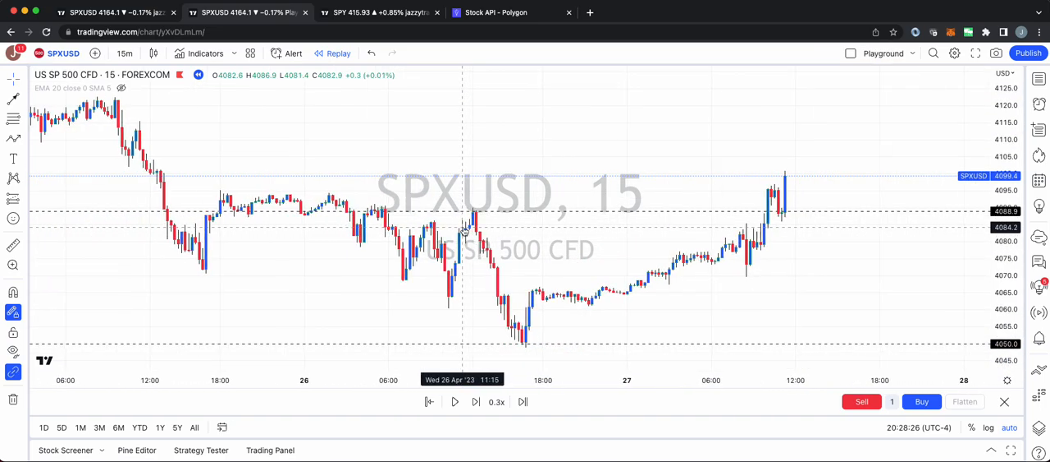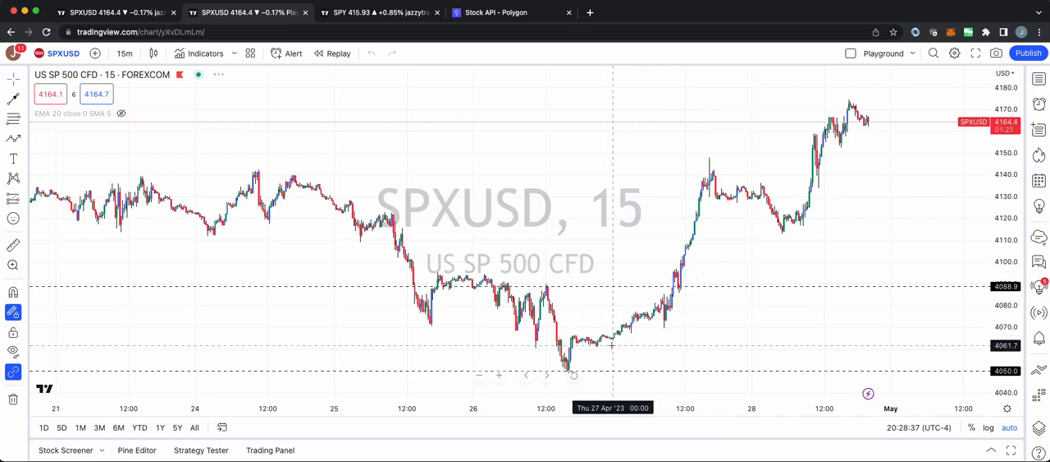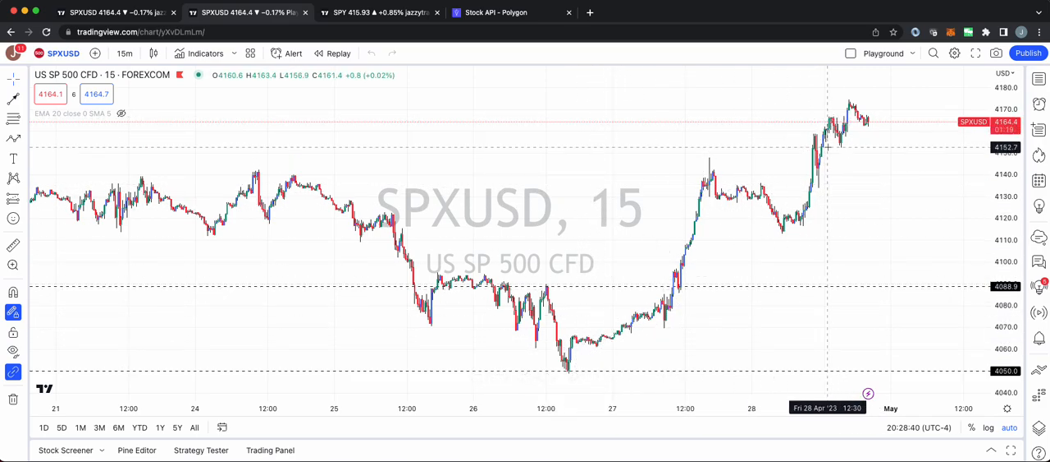Not really so bad. I mean, it depends. So the price action on Friday. Let me get out of the replay mode. This price action, this bullish wave here, you're not gonna get this every day.